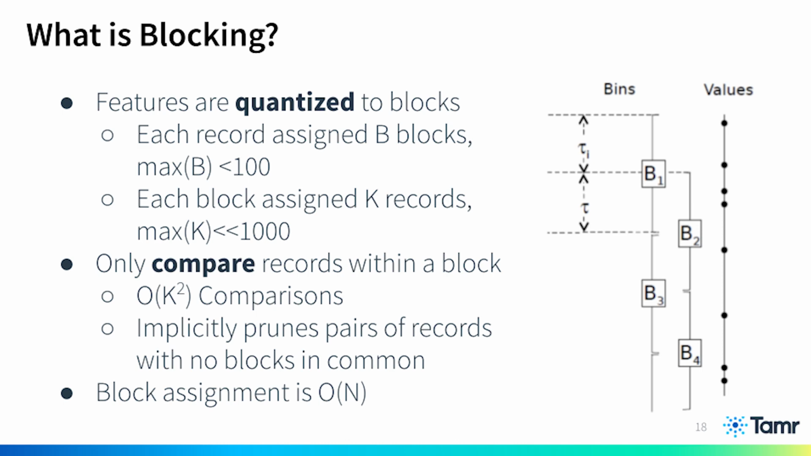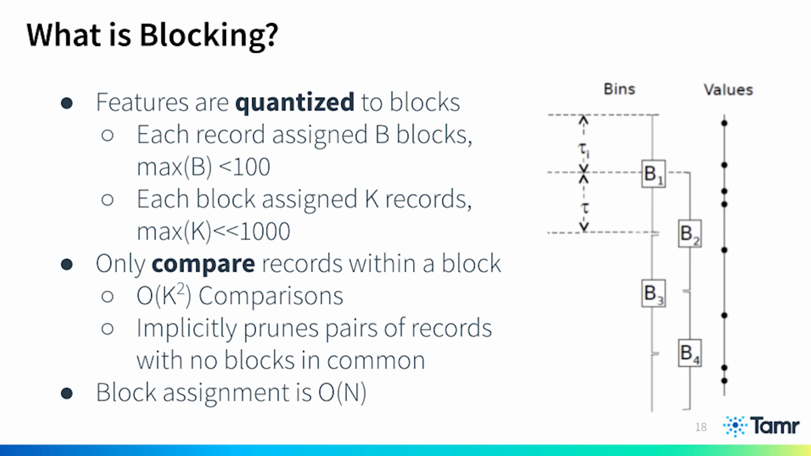We're going to compare records within a block. This gets us that order of K squared comparisons, and if K is small, order of 10, that's effectively a constant, and that's what gets us to the order of N number of comparisons to do entity resolution.